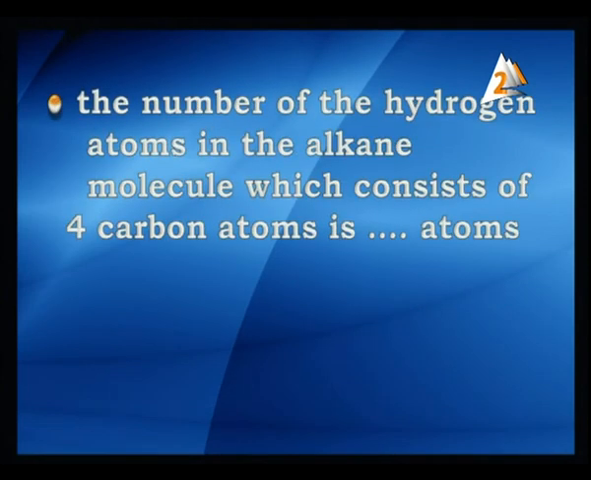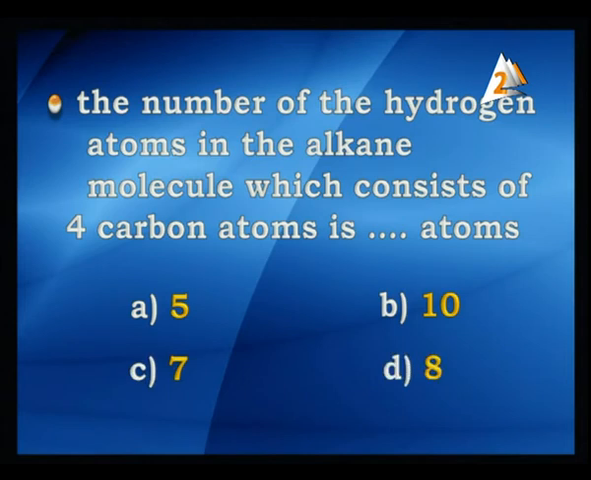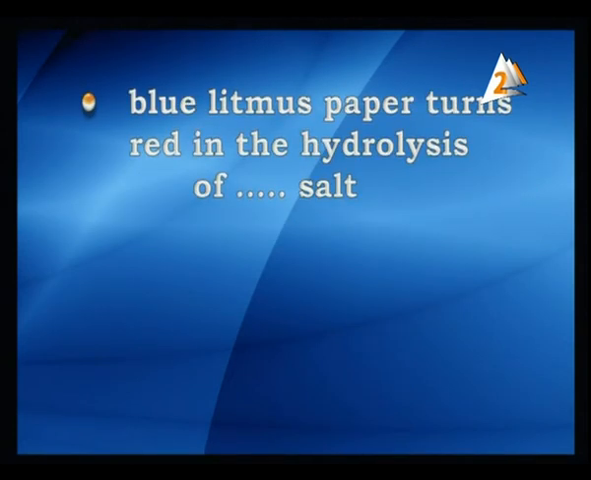The number of hydrogen atoms in the alkane molecule, which consists of 4 carbon atoms, is how many atoms? 5, or 10, or 7, or 8. So here we have 4 times 2 plus 2. 4 times 2 equals 8, plus 2 equals 10. Excellent. So this is the number of hydrogen atoms found in this molecule, which consists of 4 carbon atoms.